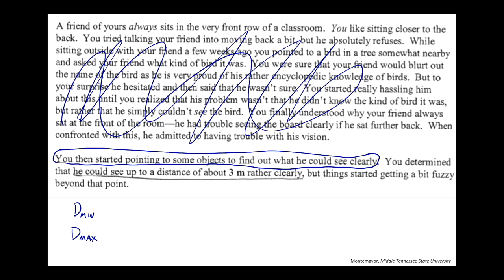Dmax is 3. I like that. 3 meters for Dmax. And what about Dmin? I like that. Seems to be essentially standard. Less than or equal to 25 centimeters. Thank you both. So what else can we determine from this?